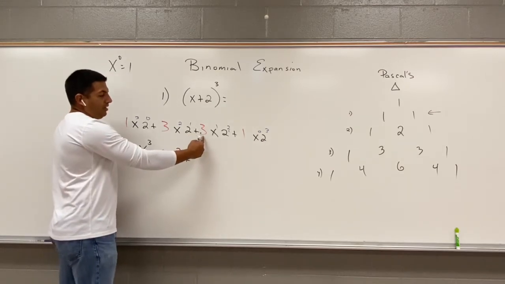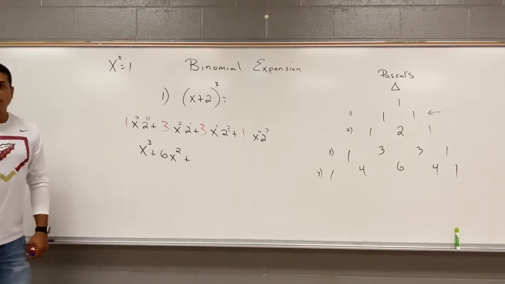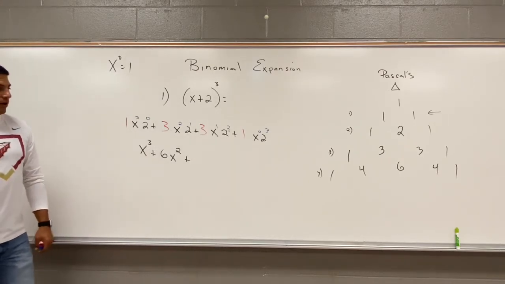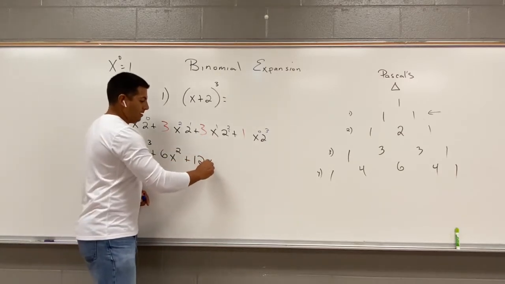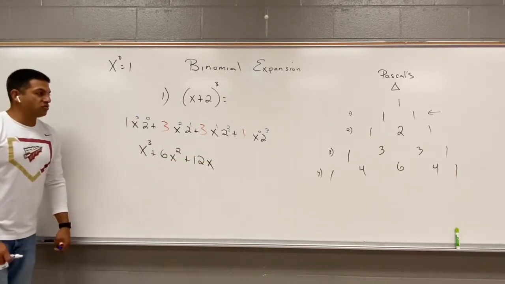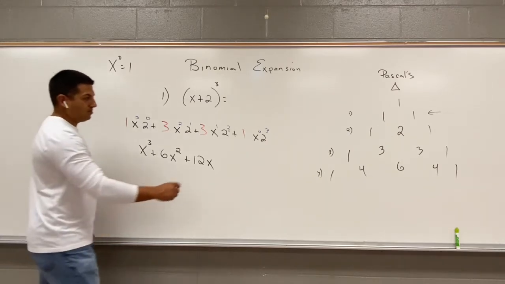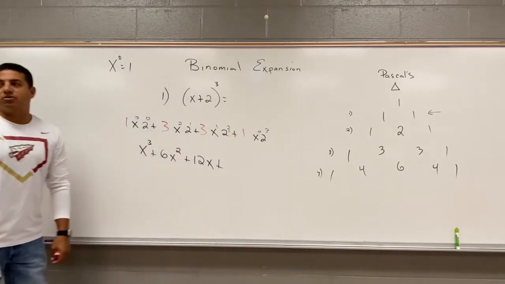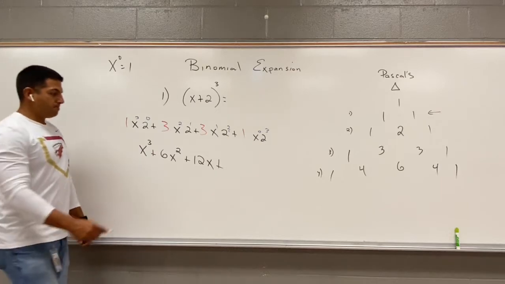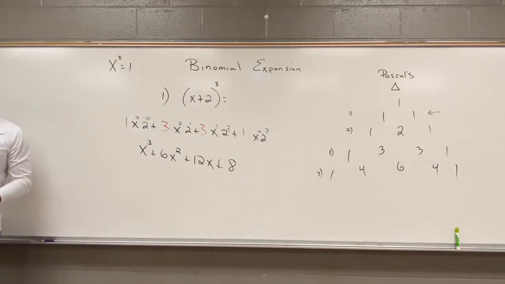What is 3 times x, or it's 2 squared, excuse me. What's 2 squared? 4, right? So what's 4 times 3? So that term right there is just 12x. And then the last term. 1 times 1 times 2 to the third power, which is what? 8.